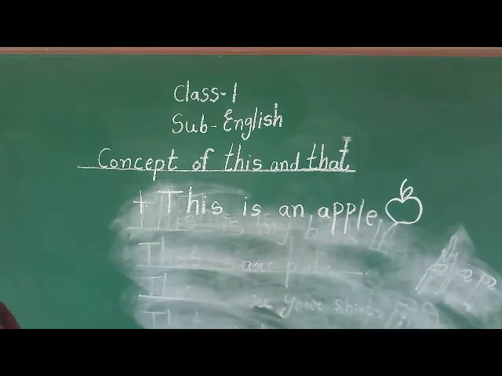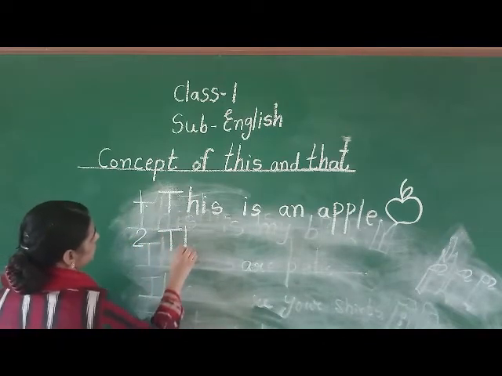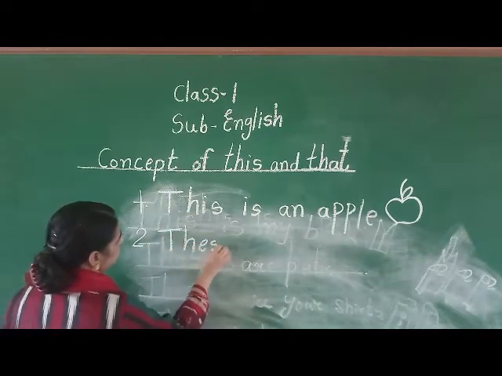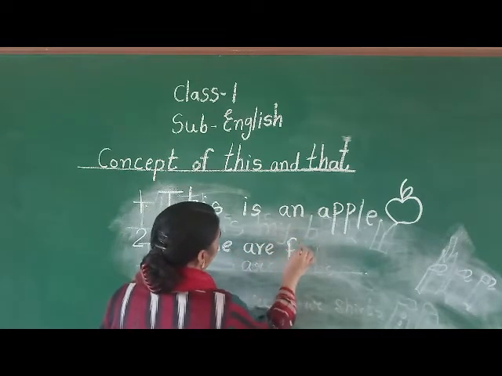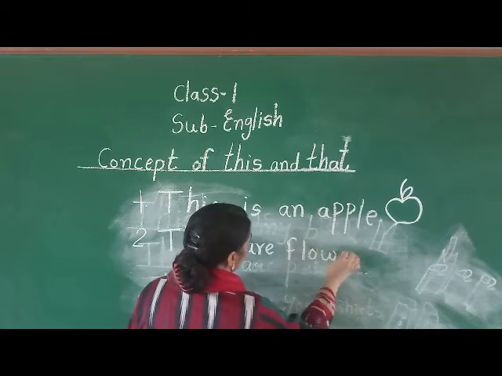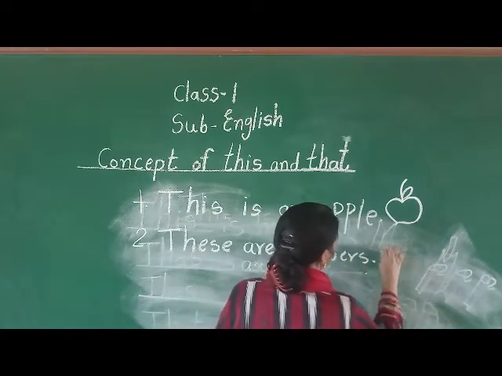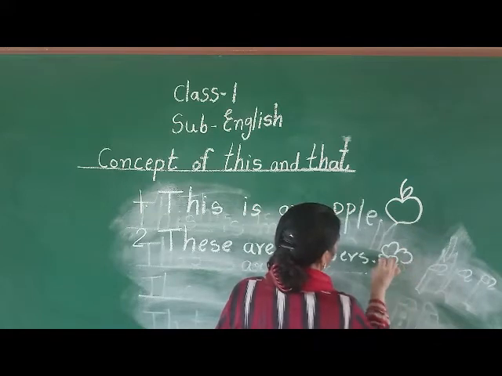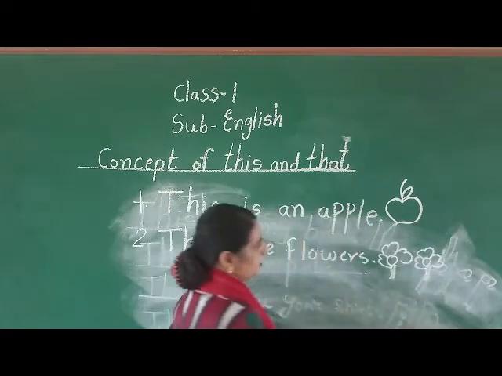Okay, on number 2, these are flowers. What is written on number 2? These, T-H-E-S-E, these are, A-R-E, are flowers. These are flowers. So again nearby here we have to draw 2 or 3 flowers. Okay. I am going to draw here 2 flowers. You can make 3 or 4 flowers also.